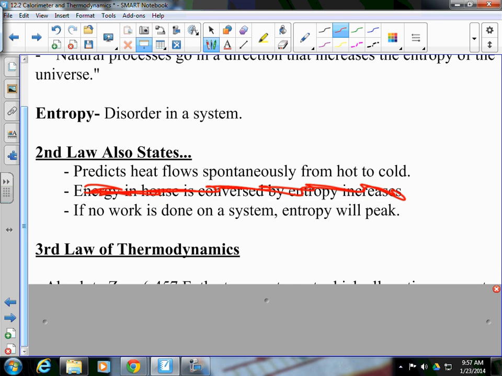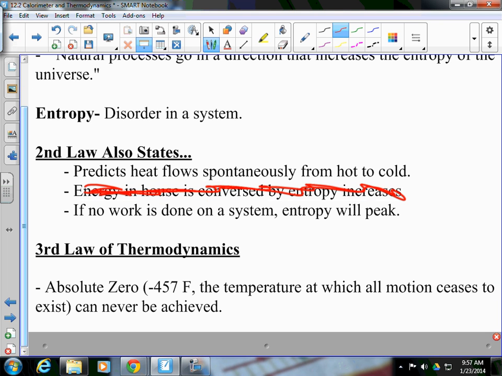The third law of thermodynamics is the easiest one. Absolute zero, which is the temperature at which all motion ceases to exist, negative 457 Fahrenheit, can never be achieved. You can get to negative 456.9999999, but you cannot achieve absolute zero, because if you did that, you'd violate multiple laws of physics at the same time. So absolute zero, the coldest temperature possible, can never be achieved.